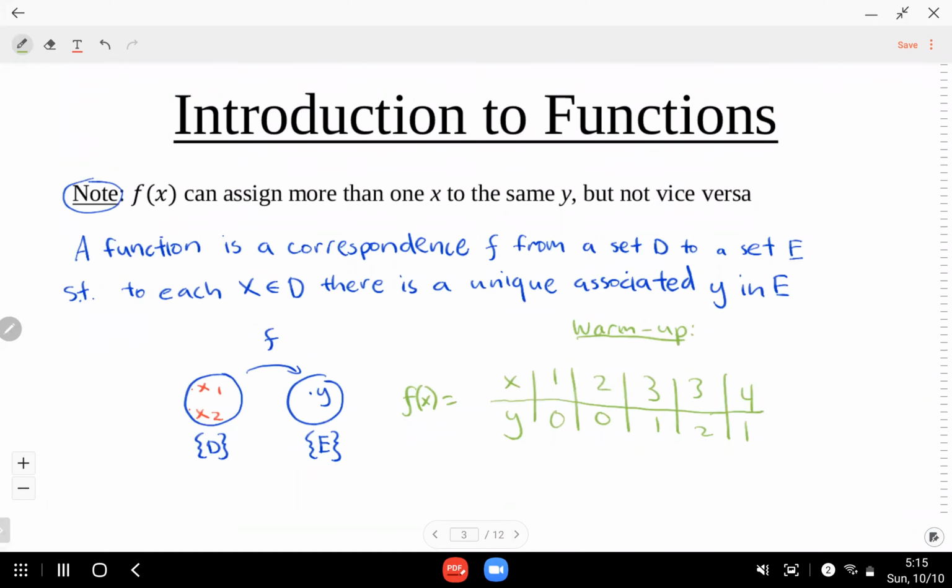Why? Because, you see here, there are two x's. I mean, the same x's. That same x corresponds to two y's, and that's not possible if you recall the definition. So that is not a function. All right, let's move on.